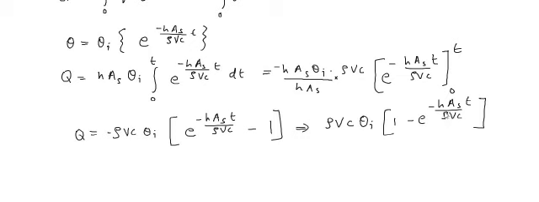Now we have seen that hAs over rho Vc is actually 1 over the thermal time constant. So this is actually equal to rho Vc times theta I times 1 minus e to the power minus t over tau th.